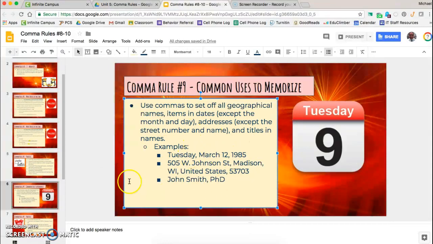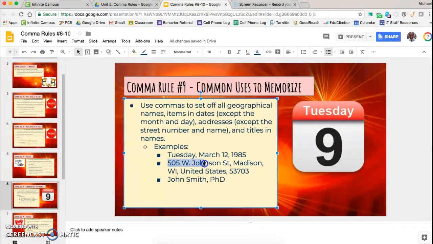So we have examples down here. Here we have the day of the week, Tuesday. Before we actually give the date, we'll put a comma. March 12th, notice I don't have a comma between the month and the day. And then I have a comma before I get to the year 1985. If you're ever stuck on this and you look up at my board, you'll notice that there is at least the day of the week and then the month and day number. So you'll see that there's a comma between these always.